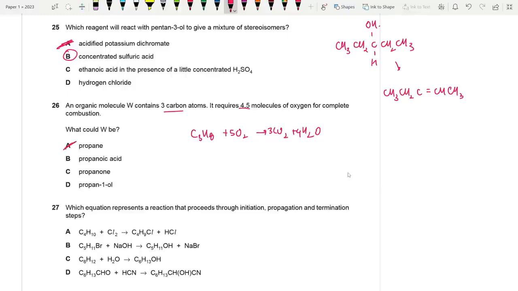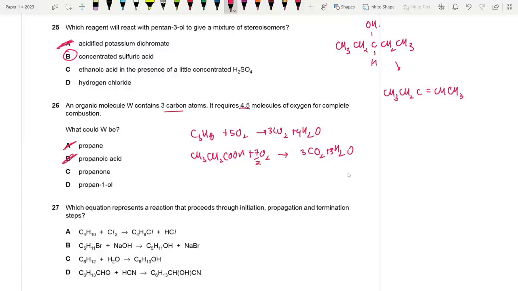Propanoic acid. Propanoic acid is CH3CH2COOH plus O2 to give CO2 plus H2O. So it should be 3 again over here, then 1 2 3 4 5 6. So 3 over here. So 3 plus 6 is 9. I already have 2 here. So I need 7. So 7 by 2, 3.5, close but not there. It's probably D, because it's trial and error.